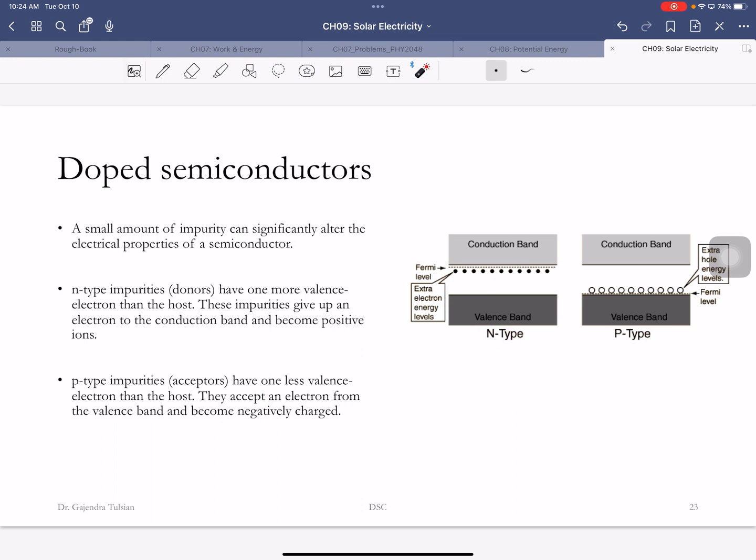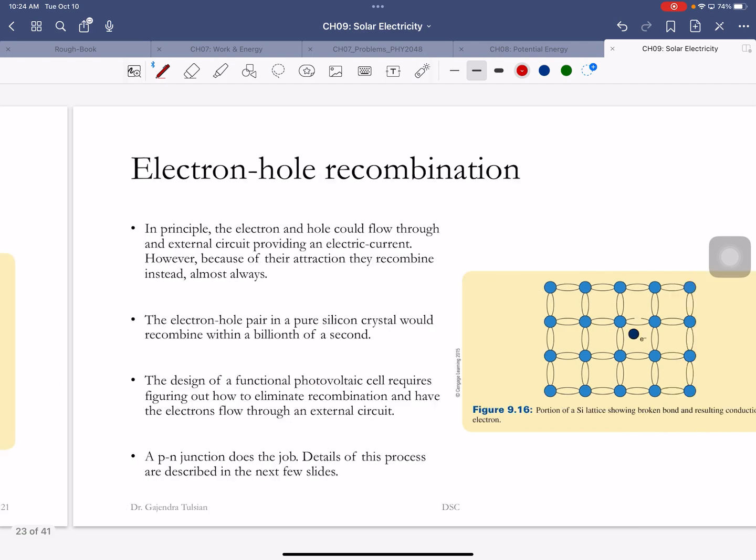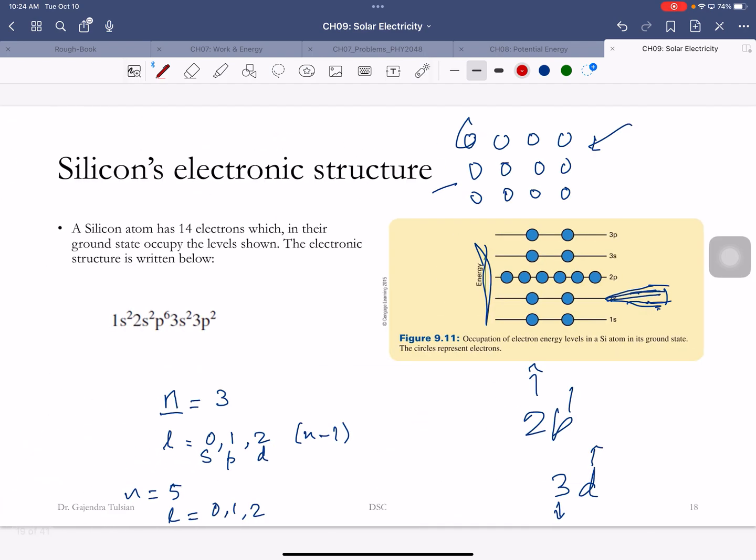For N-type impurities, silicon has atomic number 14. So coming back to this, these are the valence electrons. Silicon has 4 valence electrons. So the kind of doping you do is for N-type, the impurity has 5 valence electrons, and for P-type, the impurity has 3 valence electrons. So that's what you want to remember.